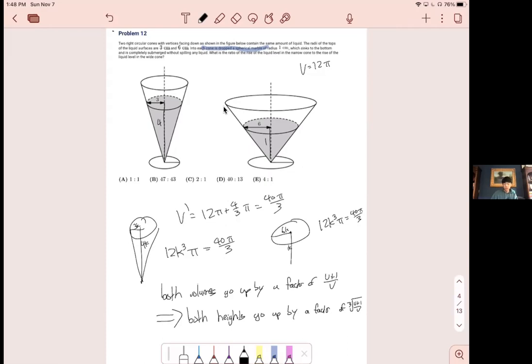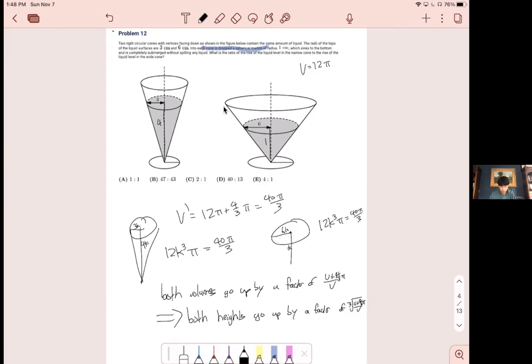So both heights of both cones, when you add in the marble, go up by a factor of the cubed root of V plus 1 over V, or actually plus 4/3 pi. But as you may notice, the only thing that matters is that it's the same value. The fact that it's a marble of radius 1 does not matter at all. You can put any kind of object as long as it completely submerges.